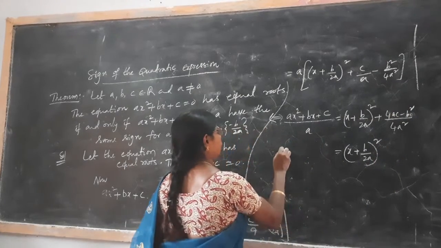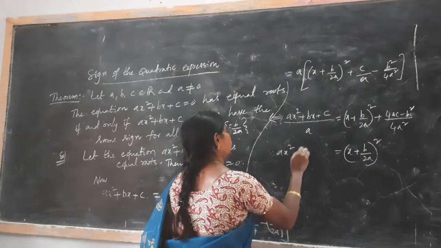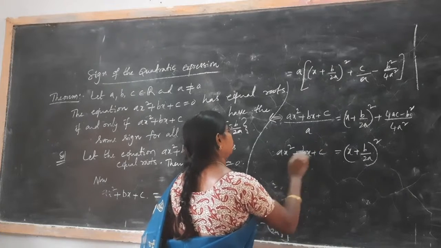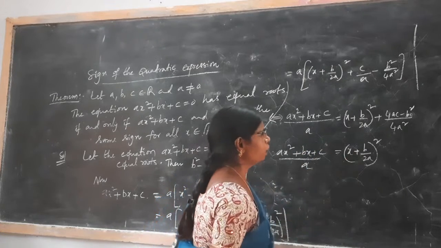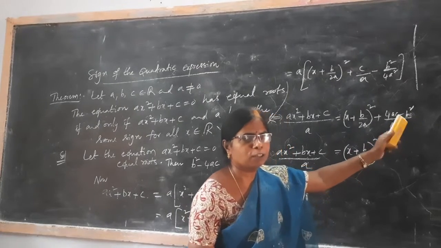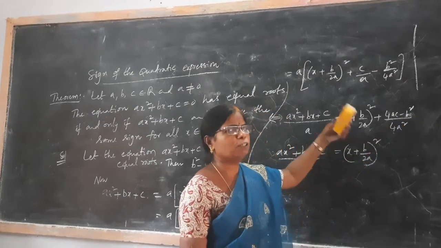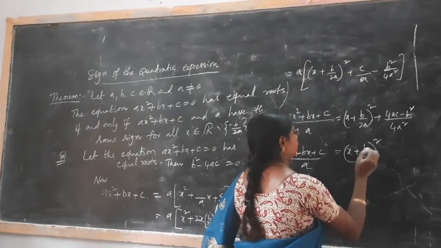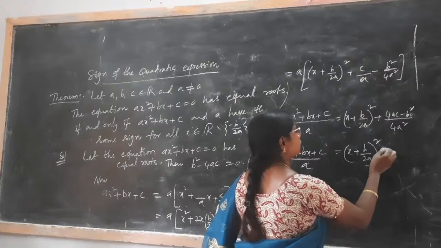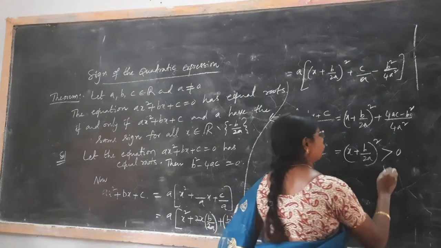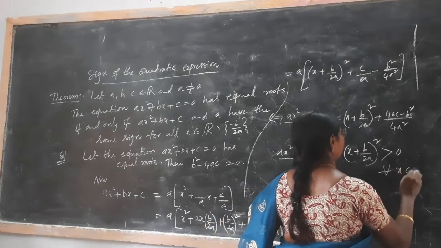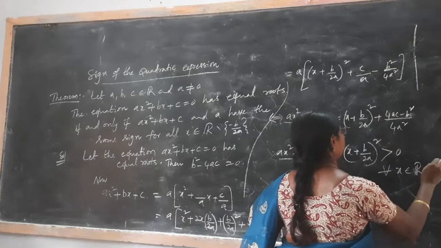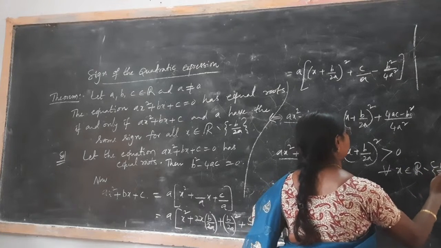Now I write ax square plus bx plus c by a is equal to this one, because b square minus 4ac equal to 0, as equal roots were given. This is greater than 0 for all x belongs to R, minus b by 2.